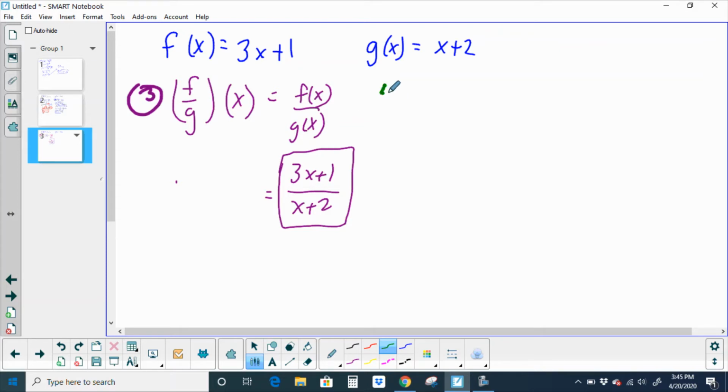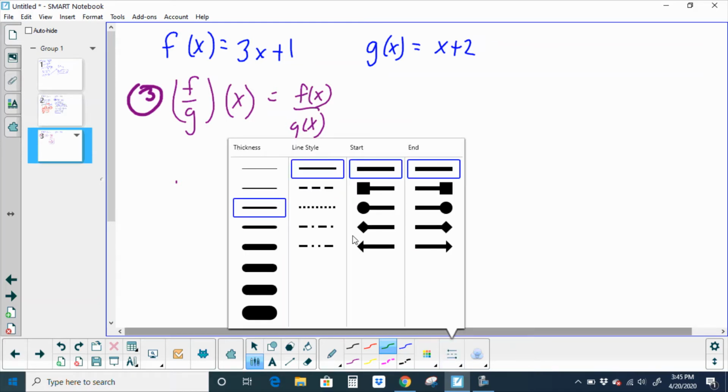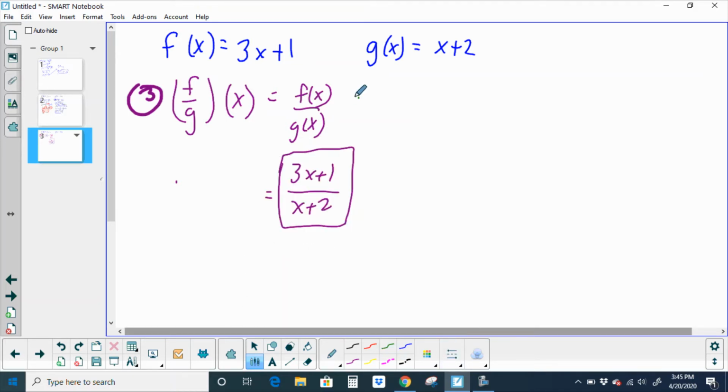The next part's a little bit harder. It's the composition of functions. So this is example number 4, and this one would correspond to number 18 in your homework packet. So what you want to do for composition of functions, let's do f of g of x. Remember, composition of functions means you do the outside function first, and then you do the inside.